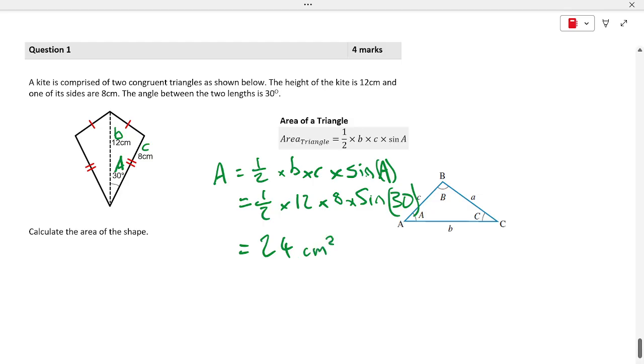Now, what we've done is we've found the area of one of these triangles. We've been asked to find the area of the kite. So we need to multiply this area by 2. And that will be 48 centimeters squared. And that's our answer.